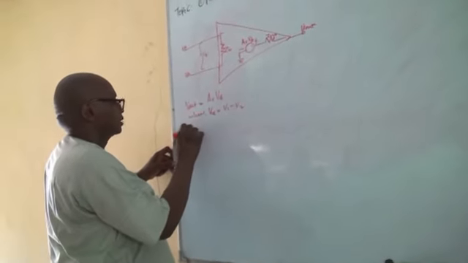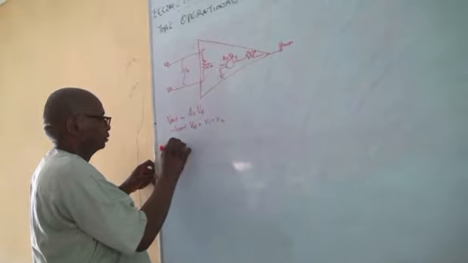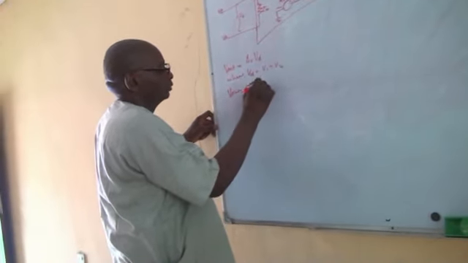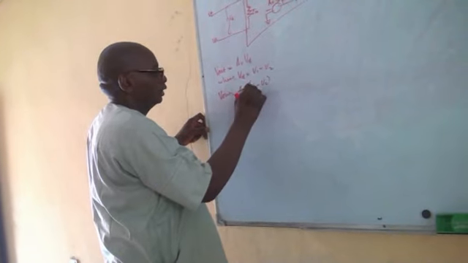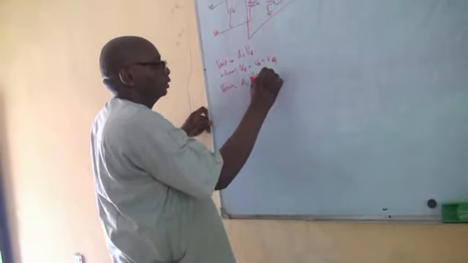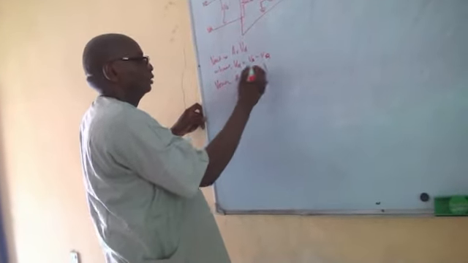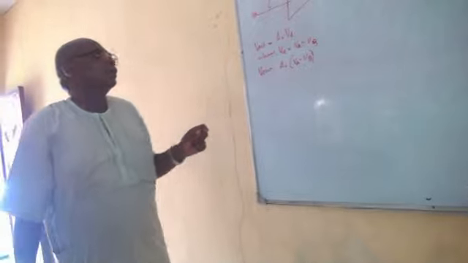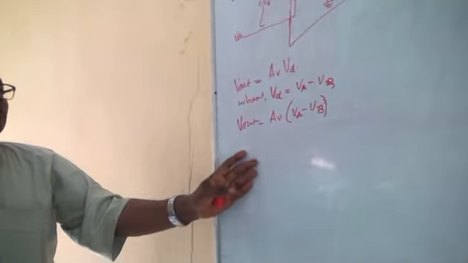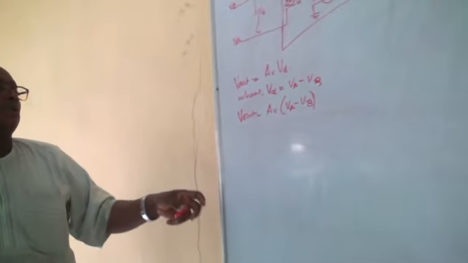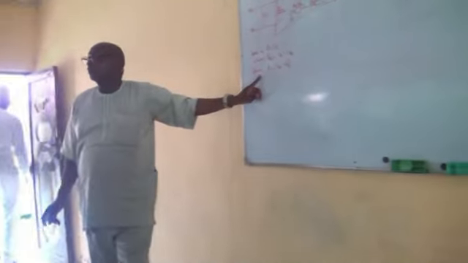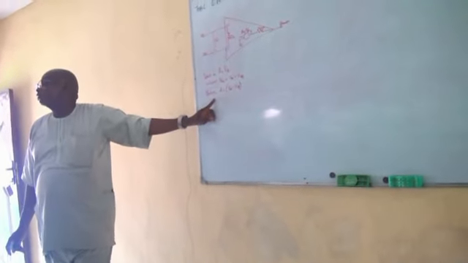So when you have this, you have V out equals A V bracket what? V1 minus V2, VA, VB, equals this. Now, if you want to get the virtual ground, definitely the output must be equal to what? 0.